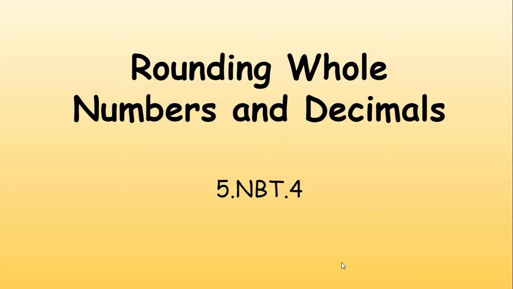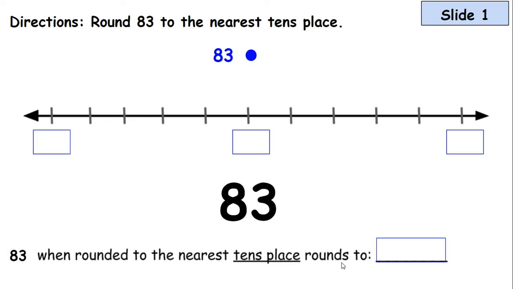Today we'll be learning how to round whole numbers and decimals. We're going to start by rounding the number 83 to the nearest tens place. I'm going to show you two strategies you can use, and then you can choose the strategy that works best for you. First, we're going to start by plotting 83 on the number line.